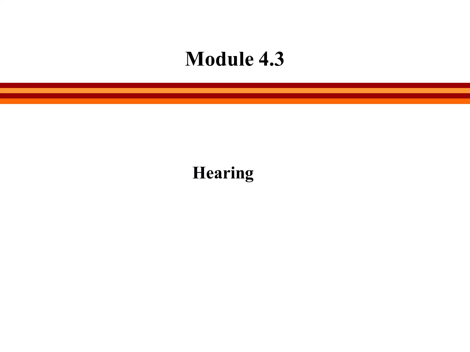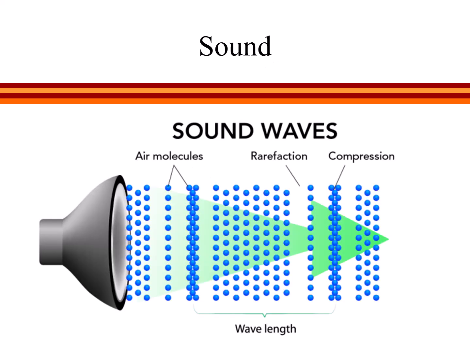In the previous video, we discussed in detail the process of visual perception. In this video, we now turn our attention to auditory perception. Before we discuss how our brain processes sound, we first need to explore a few different properties of sound itself.